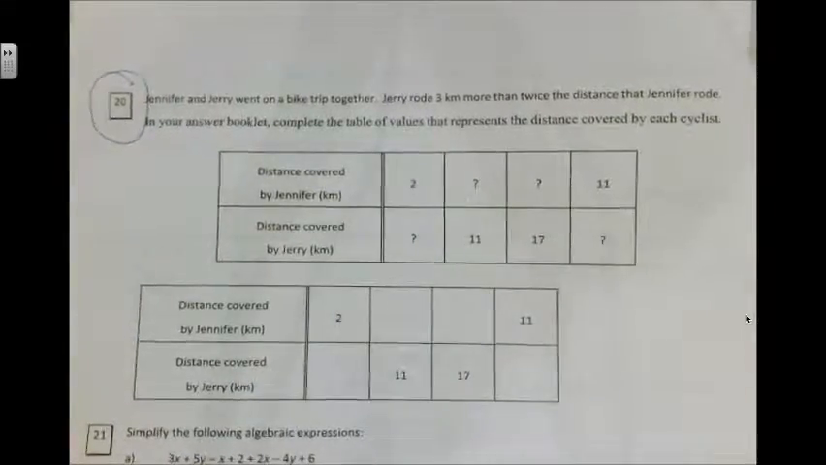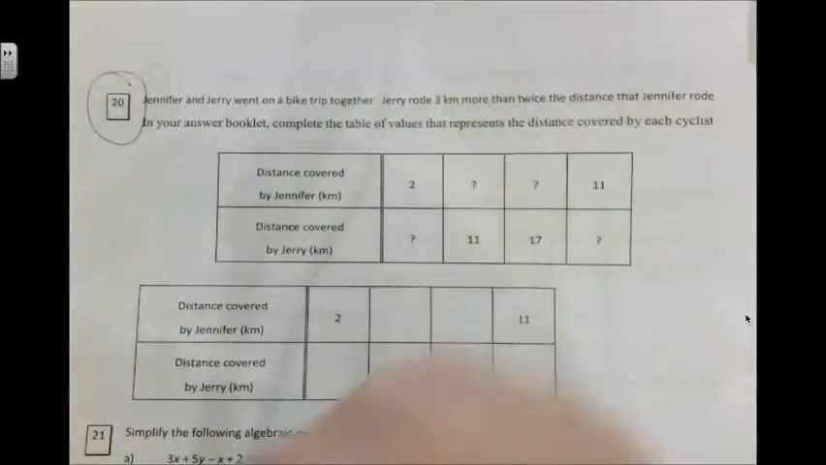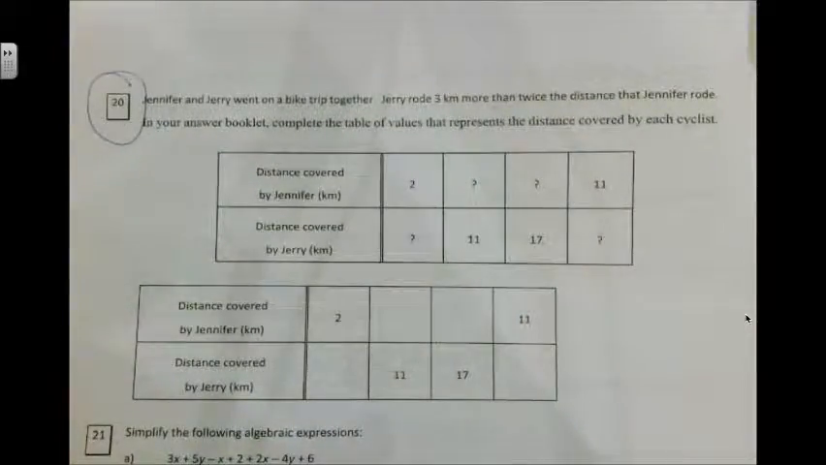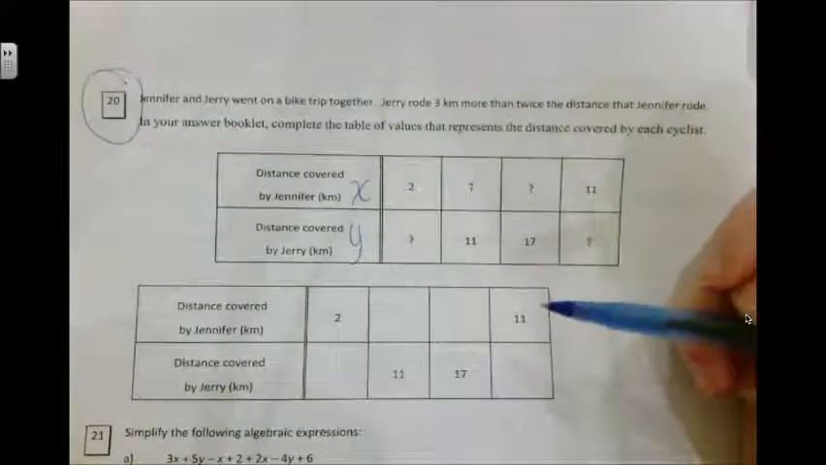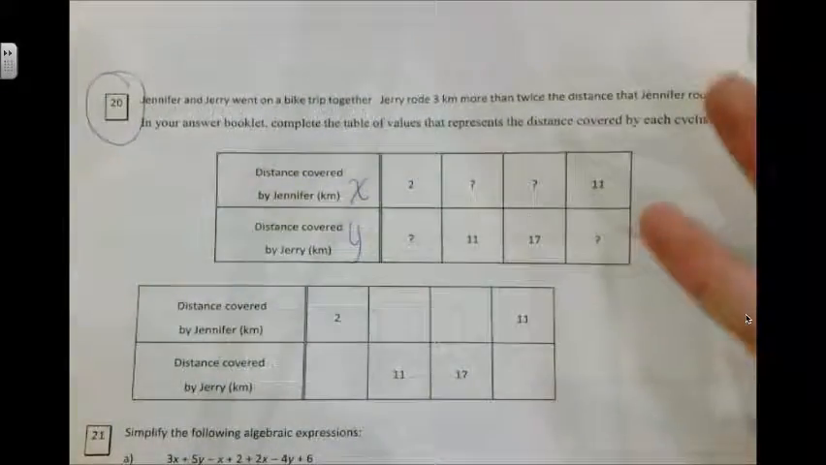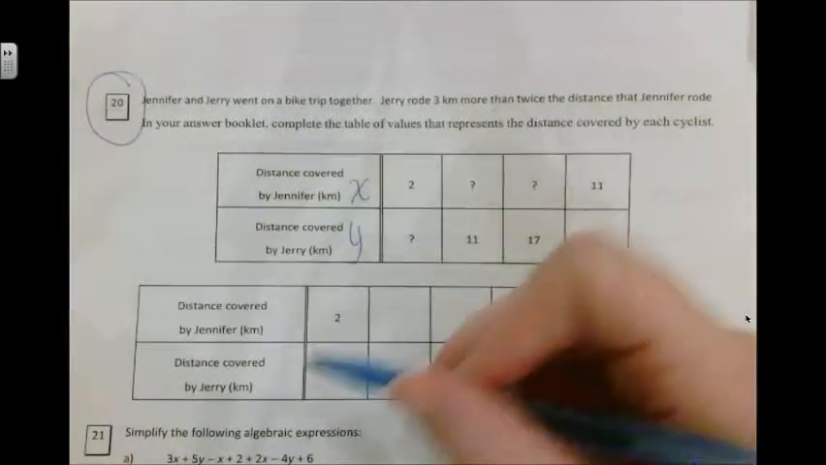So Jennifer and Jerry went on a bike trip together. Jerry rode 3 kilometers more than twice the distance that Jennifer rode. We're going to make our equation out of this because they've already placed them for us. Jennifer is going to be X and Jerry is Y. They give you 2 tables. One of them has question marks in it, which is a bit unnecessary. The second one is the one that you're filling in, but it's exactly the same table, just with blank boxes instead of question marks.